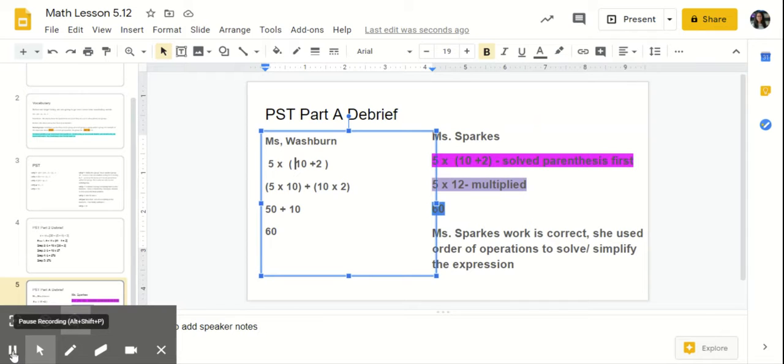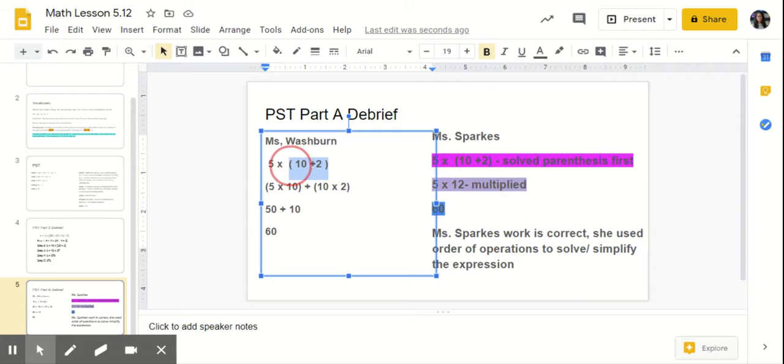Okay. So now we're going to take a look at Ms. Washburn's work. Again, we have 5 times, open parentheses, 10 plus 2, close parentheses. I can see here that unlike Ms. Sparks, Ms. Washburn used a distributive property to solve this expression. She did this by distributing the factor 5 to each member of the group.